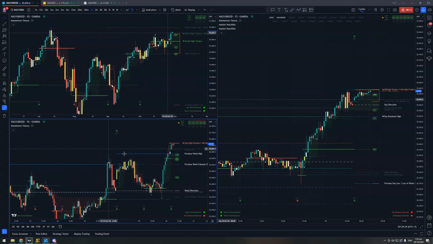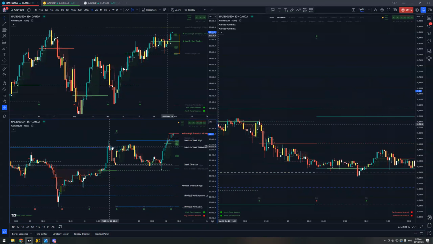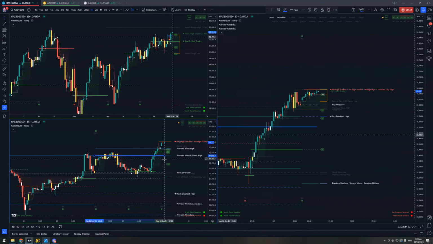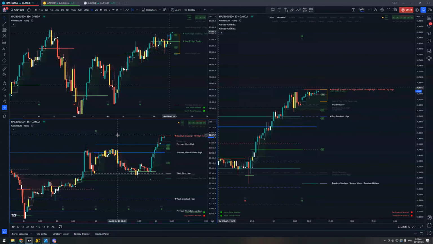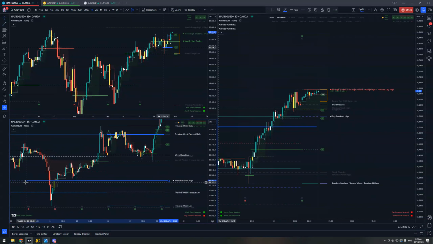Last week closed as an outside week, faked out the previous week low, and then faked out the previous week high, and then closed inside the range. Most recent price action was a fake out of the high, so the relevant fake out level is this previous week fake out high. Bullish above, bearish below, but overall I'm bullish since we're above the breakout level.